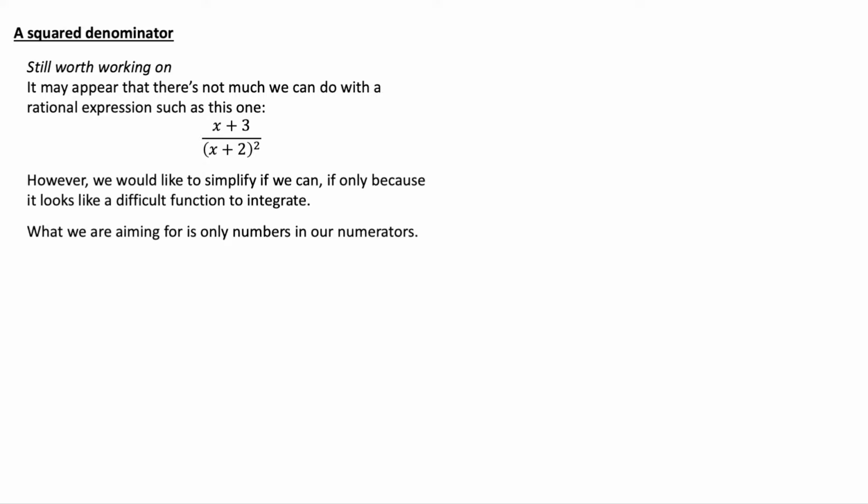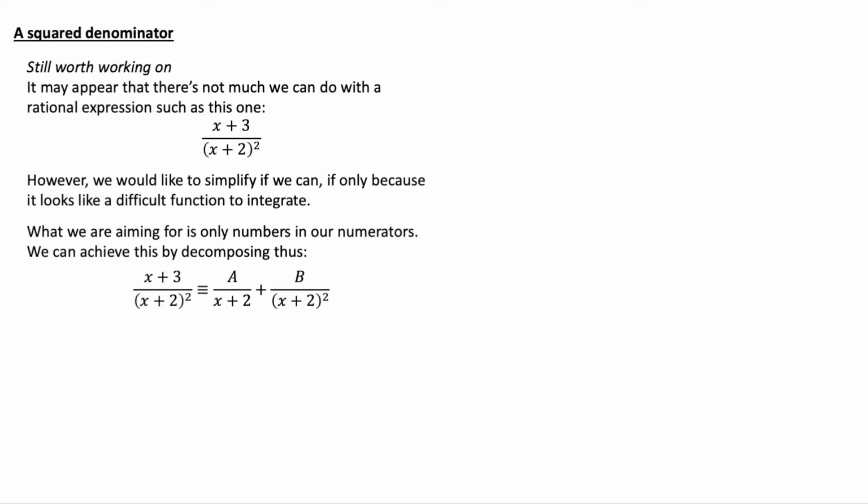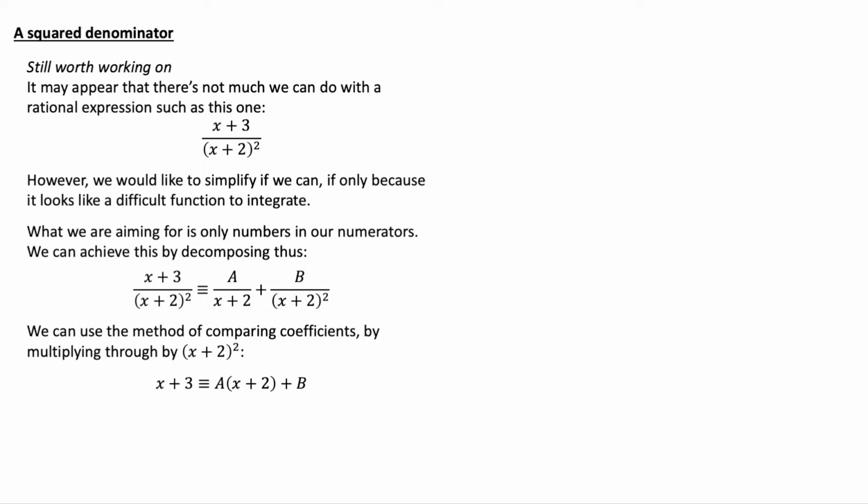What we're aiming for is only numbers in our numerators. It depends how far you've got with your integration, but if we have just numbers over some sort of linear function or linear squared, we can handle those with integration. What we do is we think about it this way, that we can decompose it into something over x plus 2 plus something over x plus 2 squared, and the somethings, the A and the B, can be just numbers in this case. So we'll just press on and see what happens.